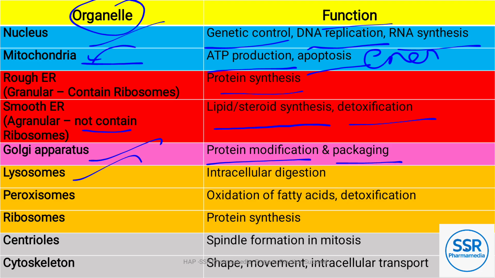Golgi apparatus: protein modification and packaging. Lysosomes: intracellular digestion. Peroxisome: oxidation of fatty acids and detoxification. Ribosomes: protein synthesis. Centrioles: spindle formation in mitosis.